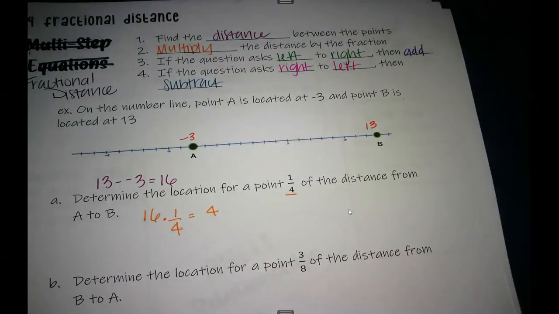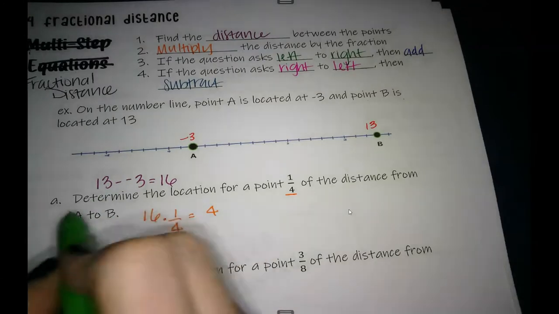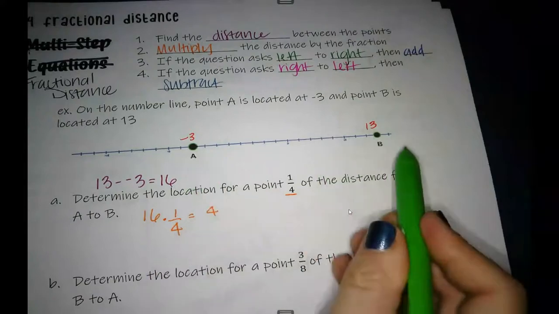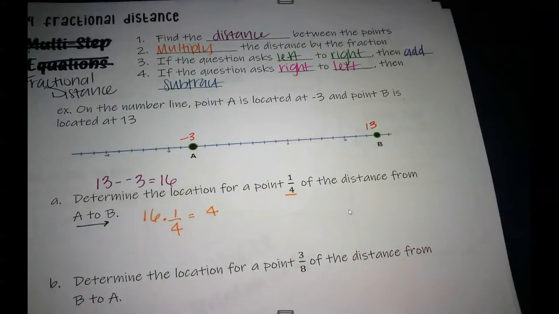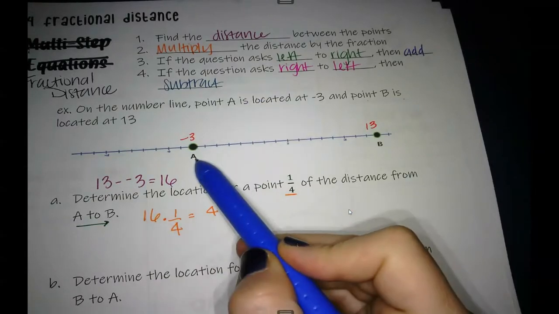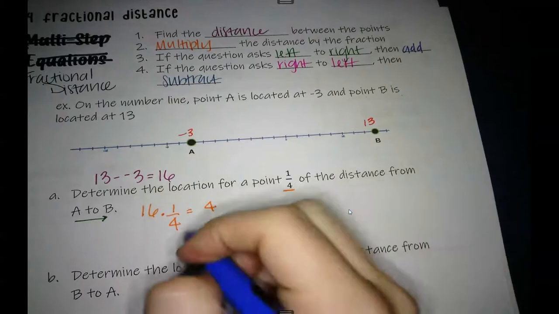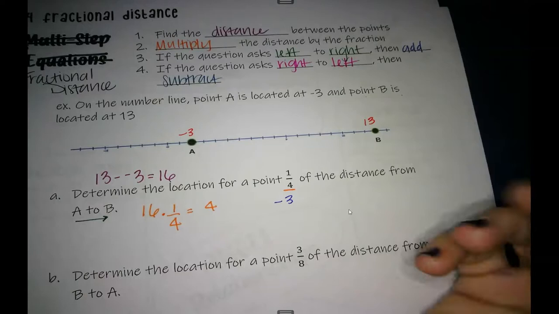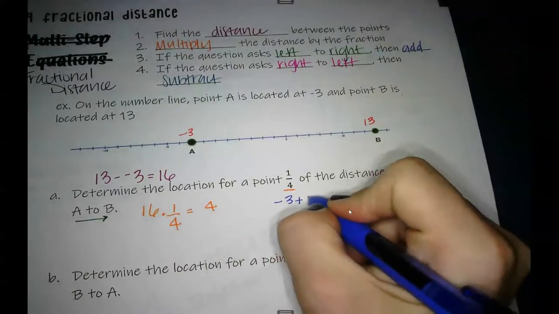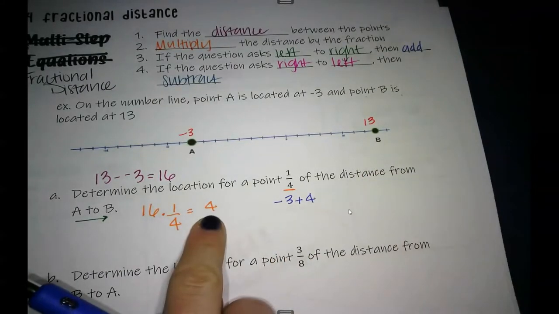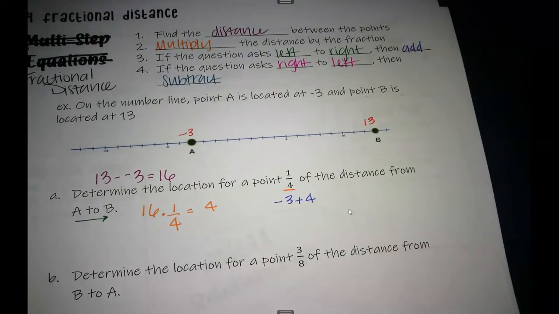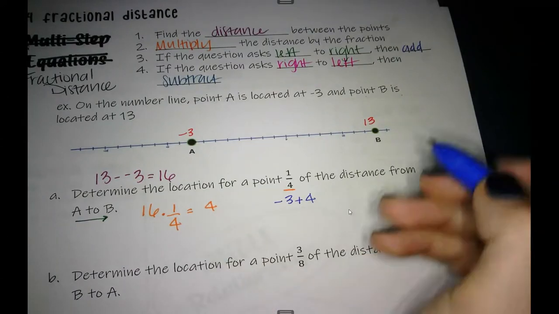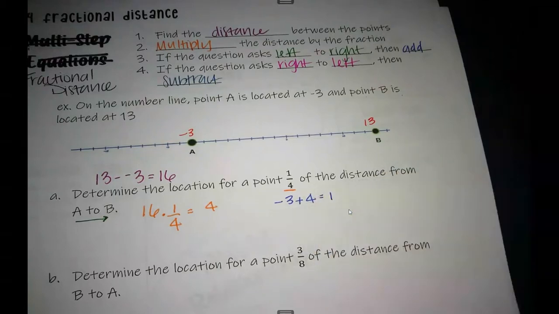All right, now we need to determine, is it asking from left to right or right to left? So from A to B. A is this one right here to B, so that is left to right. So that means that I'm going to be adding. I'm going to take A, because I'm starting there. My problem tells me to start there. And I'm going to add 4, that fractional distance that we determined. And when I do that, I get +1.